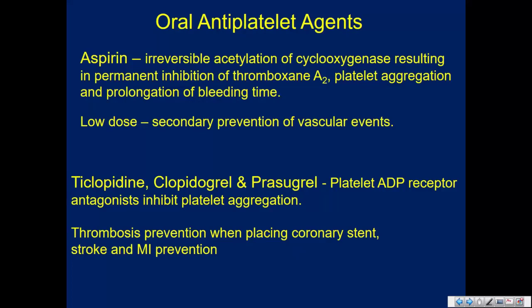So for example, somebody who's had an ischemic stroke, somebody who's had a myocardial infarction, somebody who has acute coronary syndrome that may progress into something unstable, might take a low-dose aspirin and ticlopidine at the same time. Orally available, easy to use. So these are given to prevent thrombosis when placing a coronary stent and afterwards to prevent secondary MIs or stroke. So-called super aspirin, but they're really platelet ADP receptor antagonists.